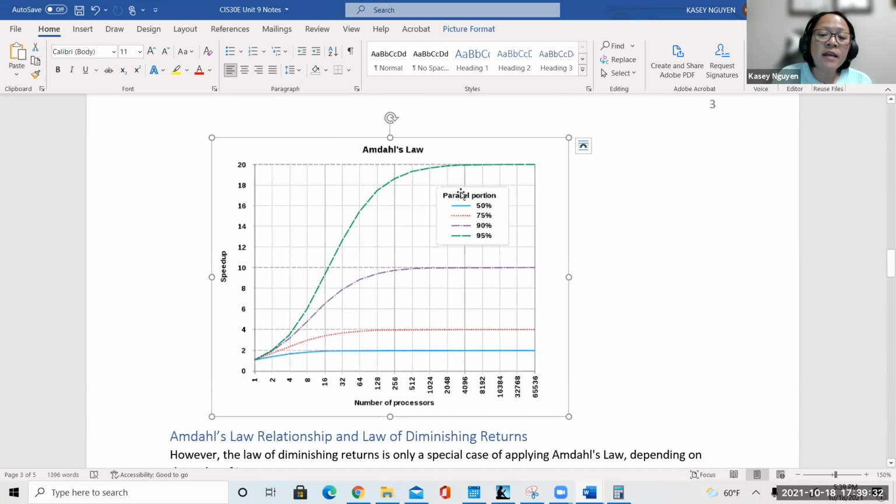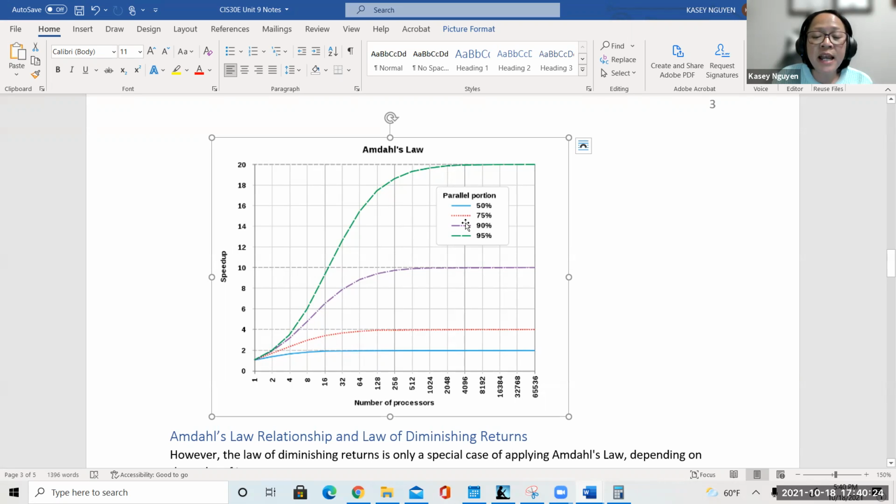If we look at the color coding here, the green shows that this is at 95%. As you see, there's a direct relationship with the number of cores until it gets to here, which is 2048, about 2000 processors. So for a highly parallelized program, if we parallelize our program at 95%, we can keep increasing the cores until we get to about 2000 cores, and it's going to either plateau out or drop.